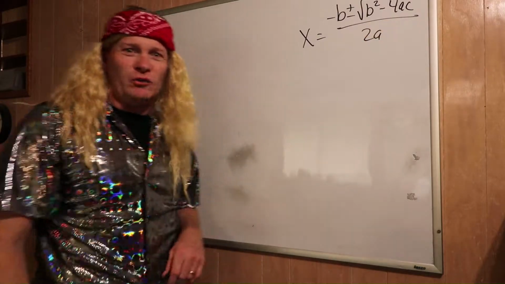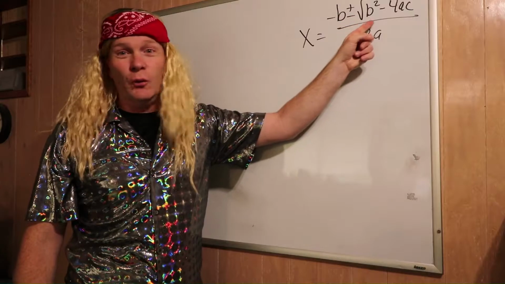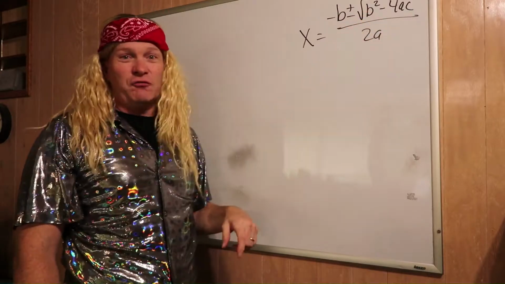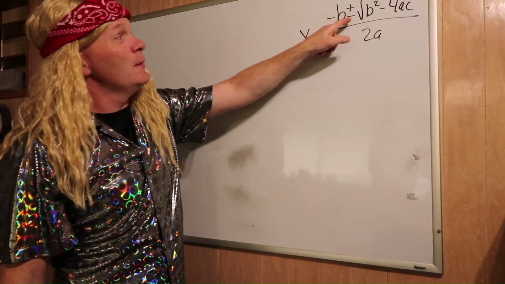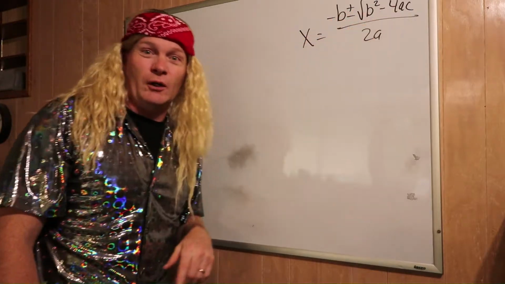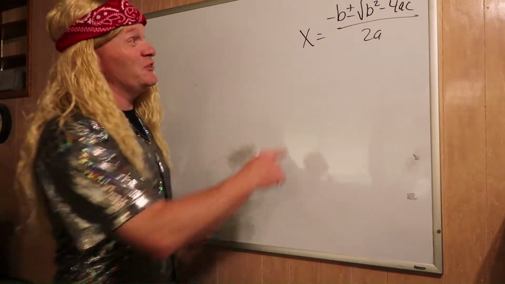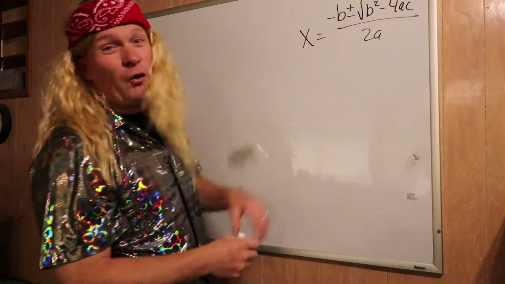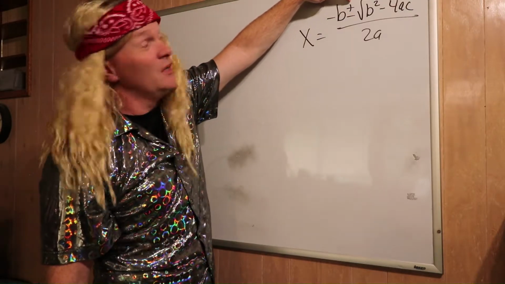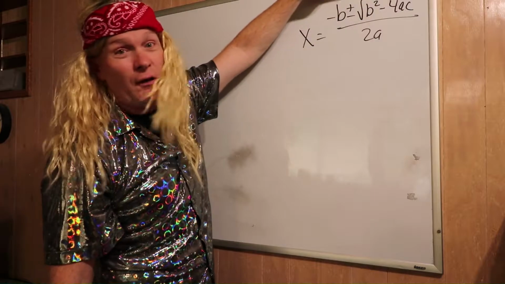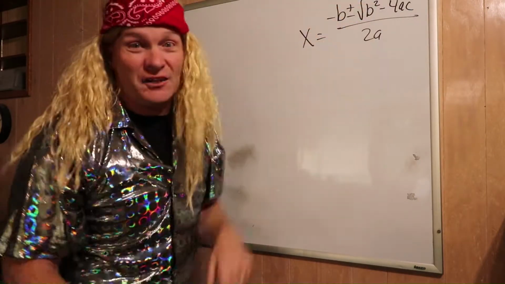This is the quadratic formula. X equals negative b plus the square root of b squared minus 4ac all over 2a, and negative b minus the square root of b squared minus 4ac all over 2a. I'll explain what that means in a minute. Notice though we just put it all together in one big equation with a plus and a minus here. What this means is negative b plus all that stuff is one of the answers, and the other one is negative b minus all that stuff.